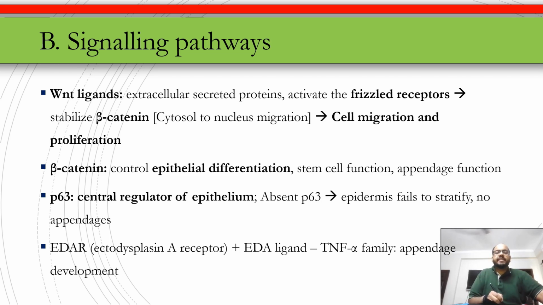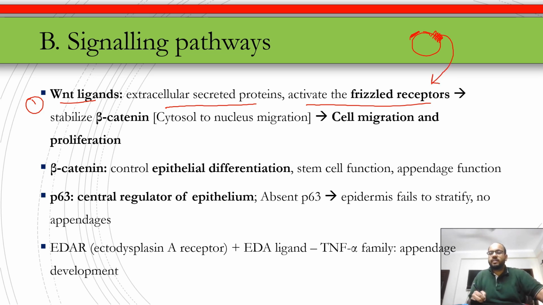Now, in signaling pathway, the most important gene is WNT ligand or WNT gene. These are extracellular secreted proteins, the product of those genes, and they activate the frizzled receptors. Now, two major receptors that you will hear about are the smoothened receptor and the frizzled receptor. Okay, so WNT acts on the frizzled receptor. The function of WNT is to stabilize beta-catenin, and beta-catenin is a very important molecule that controls cell migration and proliferation. So that is the function of the WNT beta-catenin pathway.